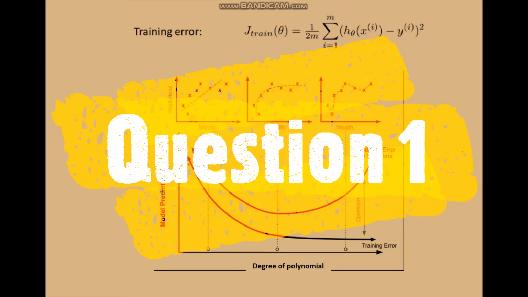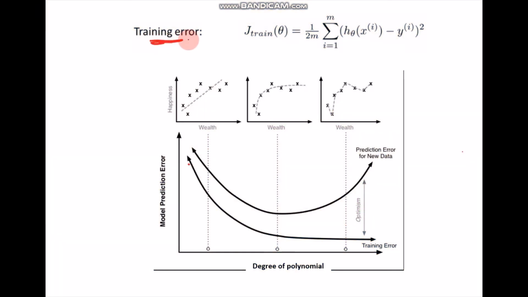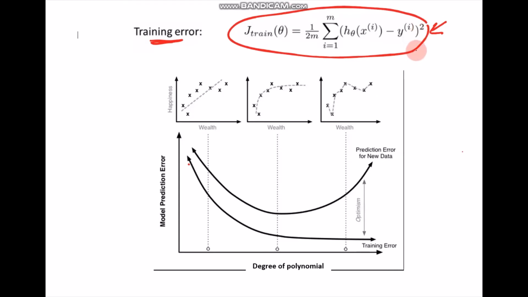So I'm going to explain about the training error. This is the equation that represents the training error. And we will get this graph by using this equation if we plot. So we can just ignore the first upper graph over here.